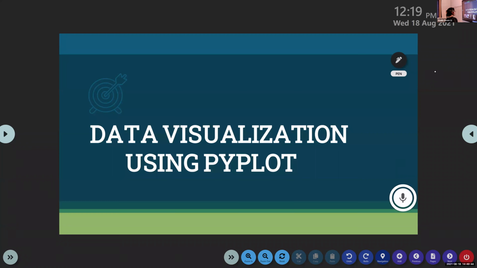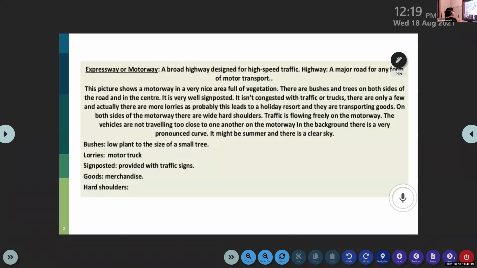So our chapter is about data visualization using PyPlot, isn't it? For Anthony, not for others. Anthony, please do read this and give me the feedback regarding this. Not to read fast, I want the content from this. You just read this and let me know what you have understood from this para.